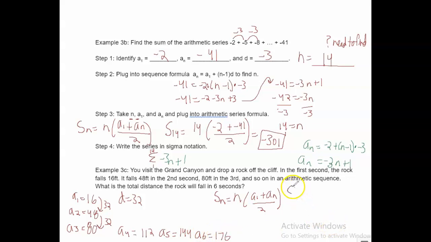So now I can do S of 6 equals 6 times my first term plus my last term, divided by 2. So remember to write this as a sentence. It fell 576 feet in the first 6 seconds.